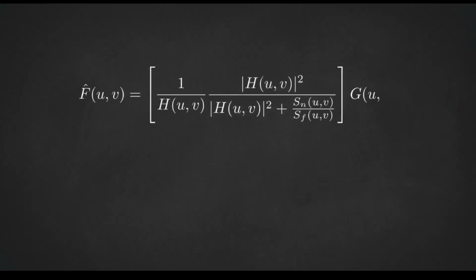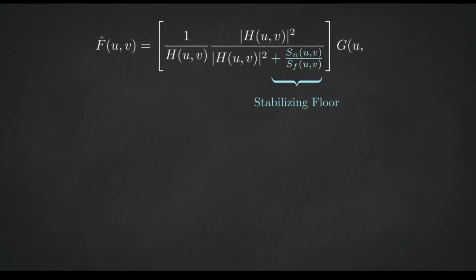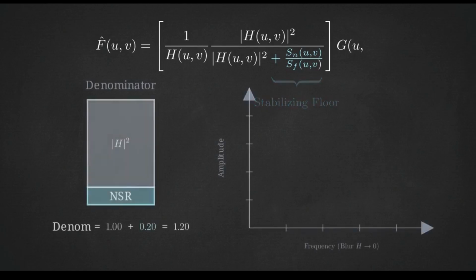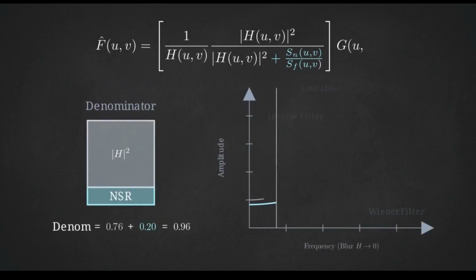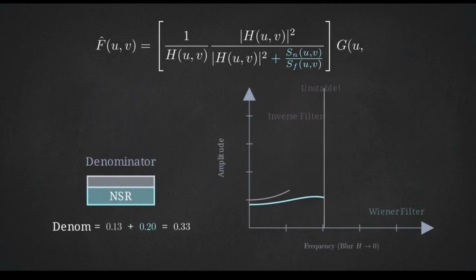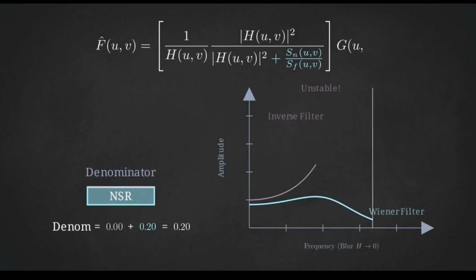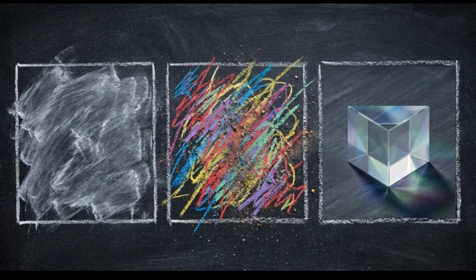The Wiener equation introduces a specific noise-to-signal ratio to the denominator as a stabilizing mechanism. This ratio functions as a mathematical floor. Even if the degradation drops to 0, the denominator cannot zero out, preventing the amplitude explosion seen in pure inversion. Wiener filtering achieves stability by trading the goal of perfect inversion for a statistically derived best estimate.